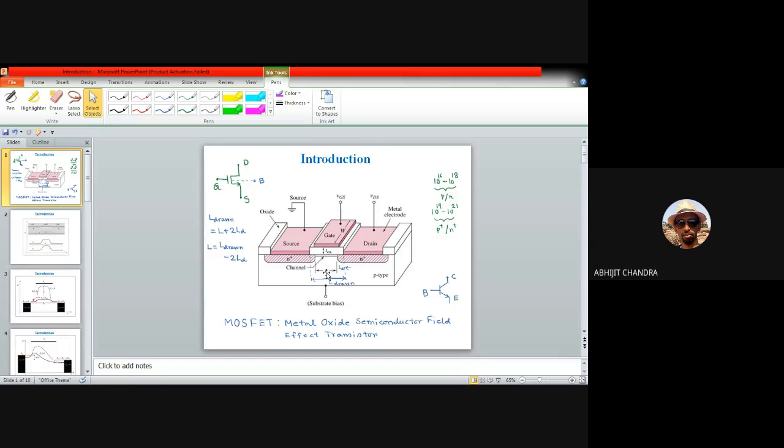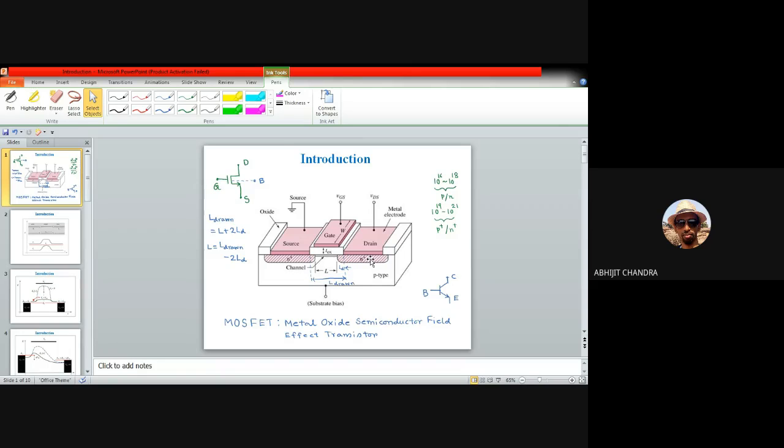Initially, we have two different N plus regions, and for the successful operation of this device, there are two PN junctions. Between the substrate and the drain there is one PN junction, and between the substrate and the source there is another PN junction. Initially, these two PN junctions are reverse biased.